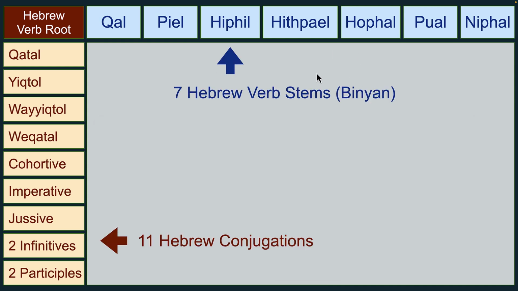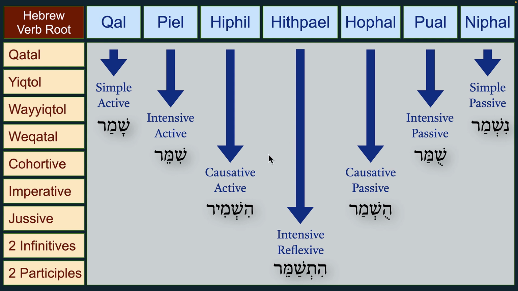What are these stems really? Why are there so many stems? And why do we have all this complexity within the Hebrew verbal framework? Okay, so let's understand this one. So, what is kal? Kal means simple, active. It's a fairly straightforward verb in the active voice.